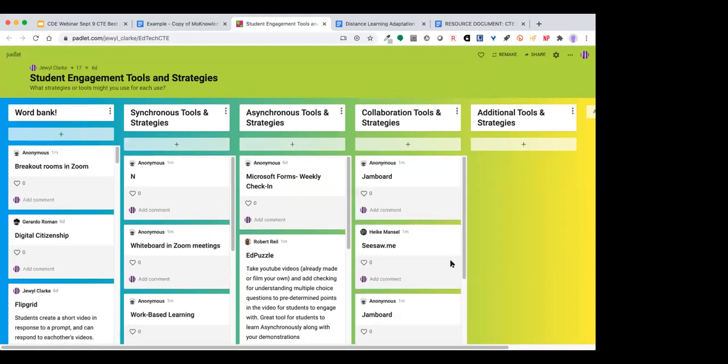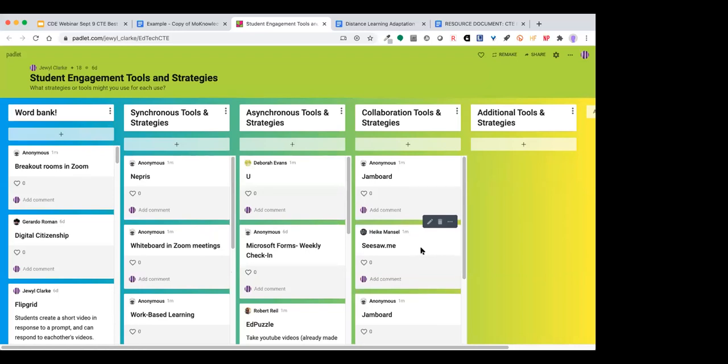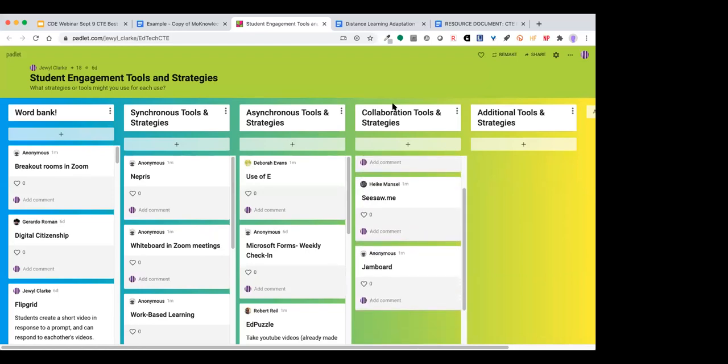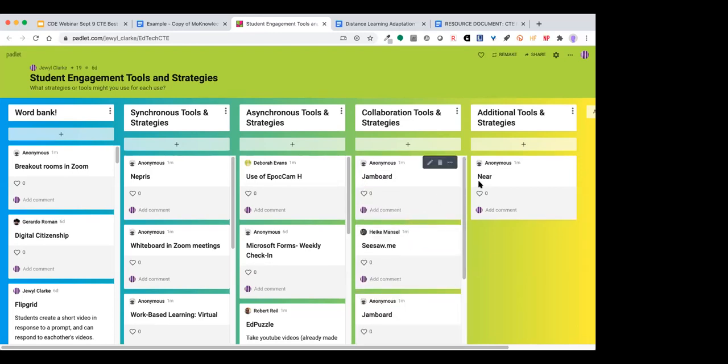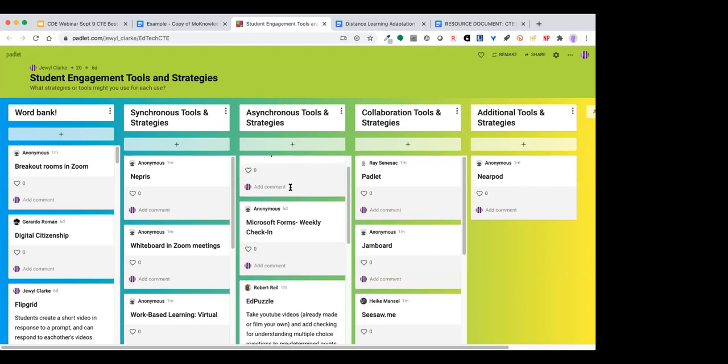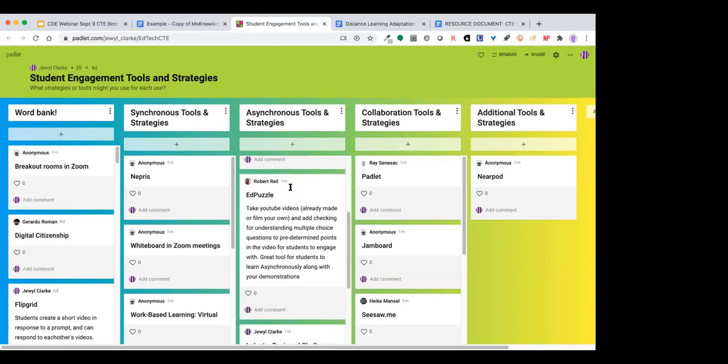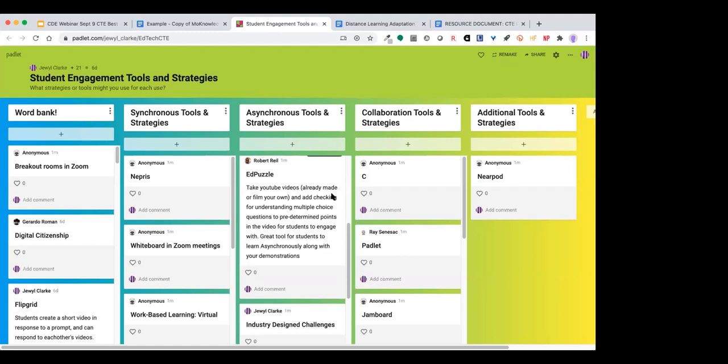So I see lots of people dropping these in. And you can kind of see, all right, people are recommending collaboration tools such as Jamboard, Seesaw, over here, additional tools, Nearpod. Look at this, it's growing great. We've got Edpuzzle dropped in here. I have heard it so many times.